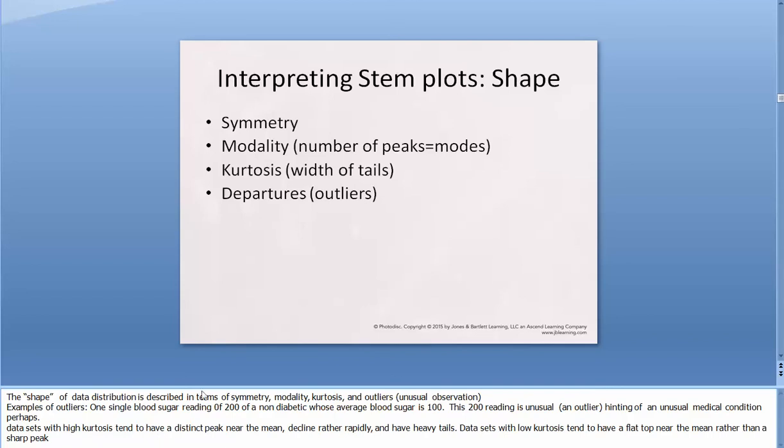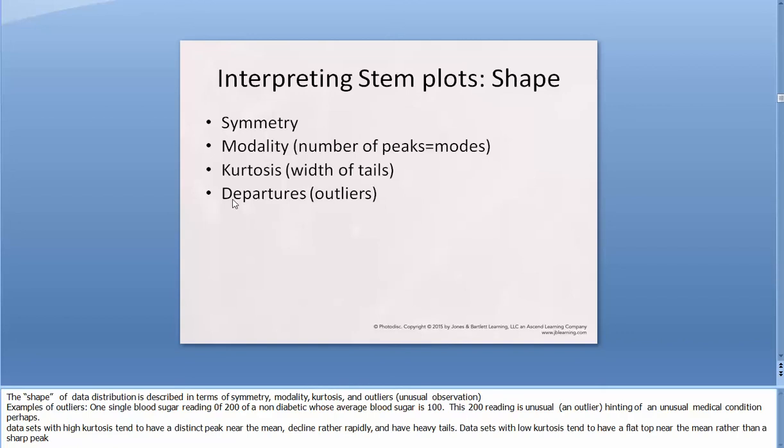Typically, if you have a pretty sharp peak around the mean, then the kurtosis is something where you have wide tails, as opposed to a distribution where you have the peak not as high but flat. So a low kurtosis means a flat top around the mean, and a high kurtosis means you have a very high peak. All right, so let's not worry too much about kurtosis.